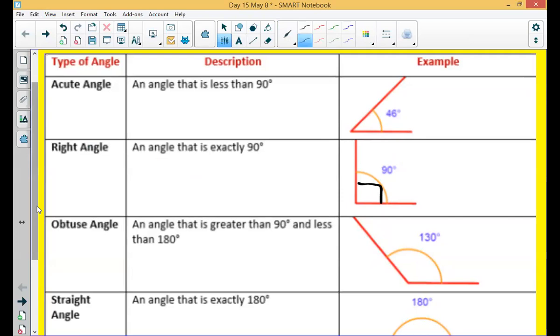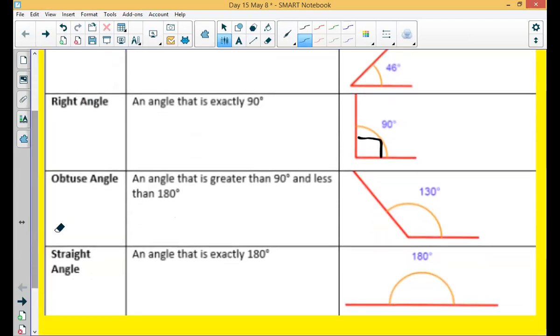Our next angle is an obtuse angle. And it is an angle with a measure greater than 90 degrees. So you see how this side of the angle stands out. If it were 90 degrees, it'd be straight up and down like that, like the one before. But because it stands further than 90 degrees, it is called an obtuse angle. And obtuse angles have a measure of more than 90 degrees. So it's greater than 90 degrees.